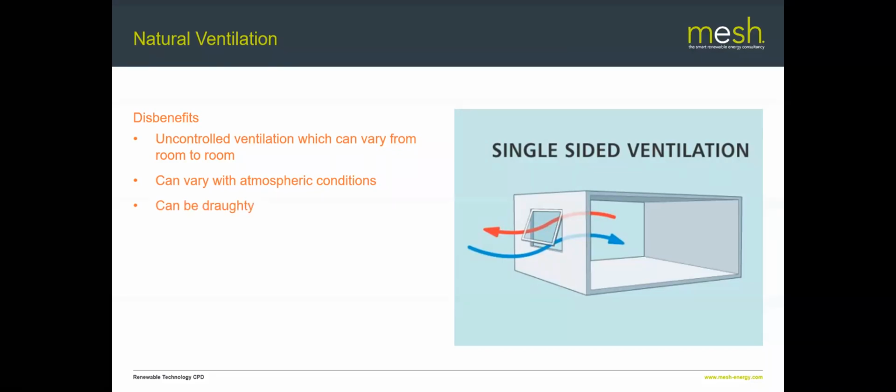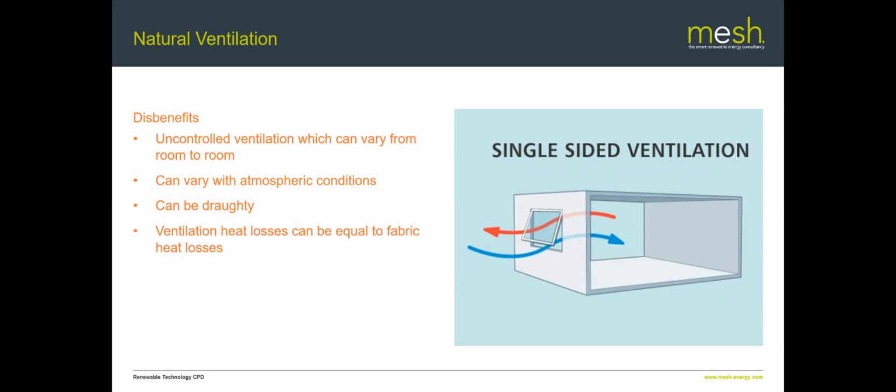Obviously, if you get the design wrong, it can also lead to drafts, especially if you're looking at things like having open fires or stoves. You can really suffer from drafts, and because you're not recovering the heat that's going out with a natural ventilation system, on a very well insulated building, the ventilation heat losses, which is the amount of energy you're using to heat the air within the building rather than the building itself, can actually equal the fabric heat losses. So there's quite a significant chunk of money that people are spending.